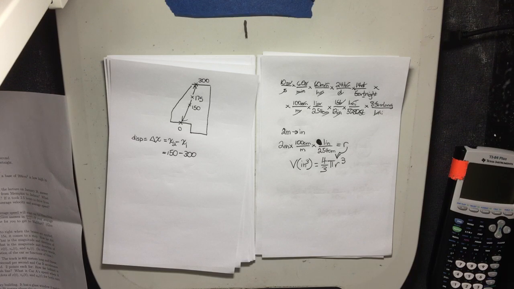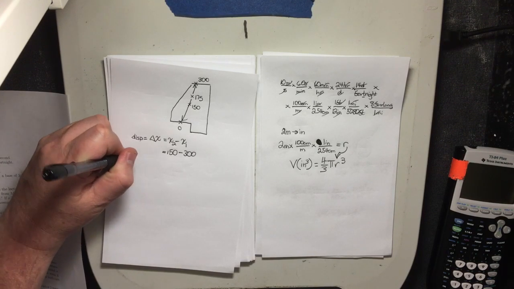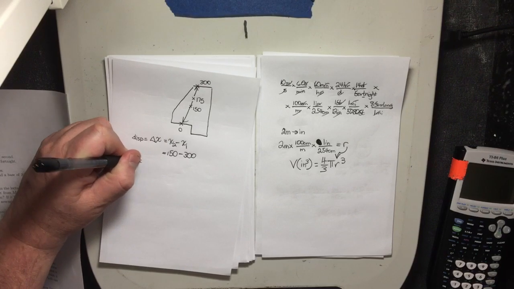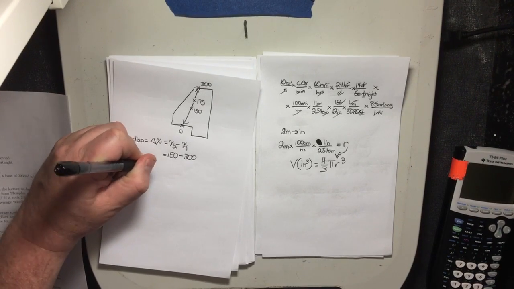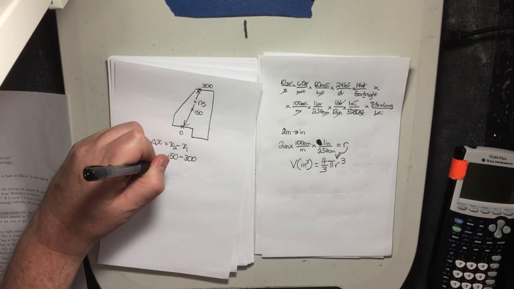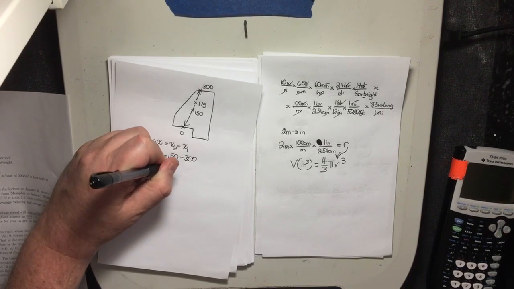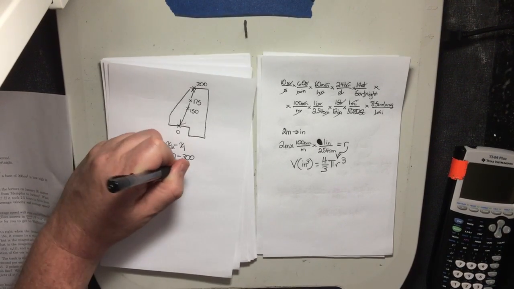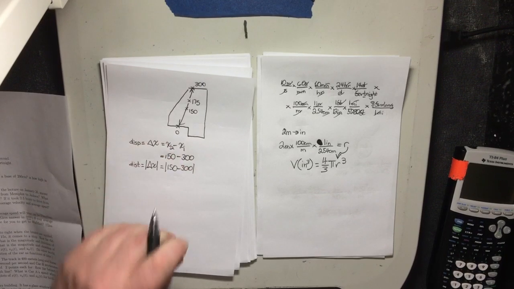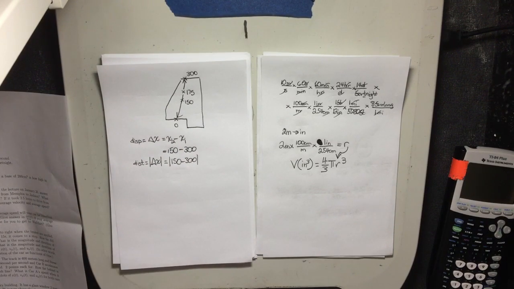What is the distance from Memphis to Jackson? Well, distance is just the absolute value of displacement. So it is the absolute value of 150 minus 300. I'll leave a little bit of mystery to you. You can figure it out.